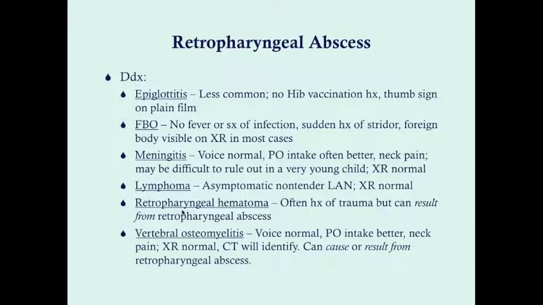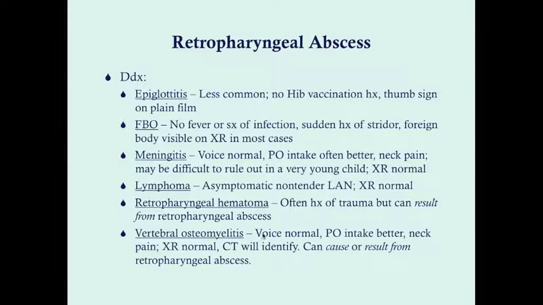Retropharyngeal hematomas are typically going to come with a history of trauma, but they can result from a retropharyngeal abscess. Remember, if you get erosion into the carotid sheath, you can get bleeding into the retropharyngeal space, and into the lateral pharyngeal space for that matter.